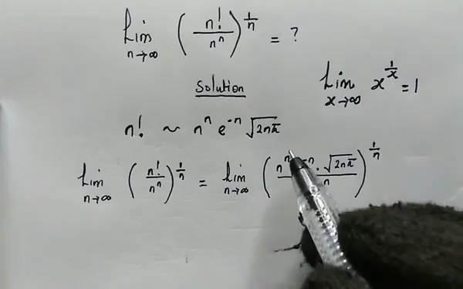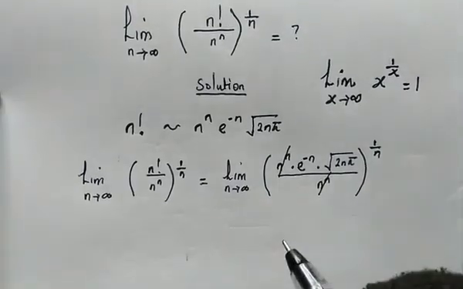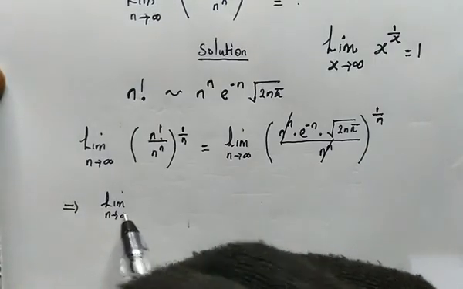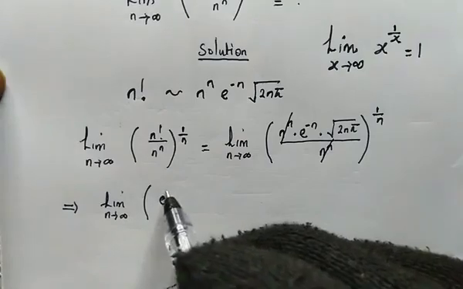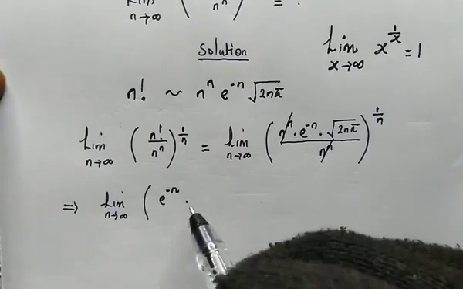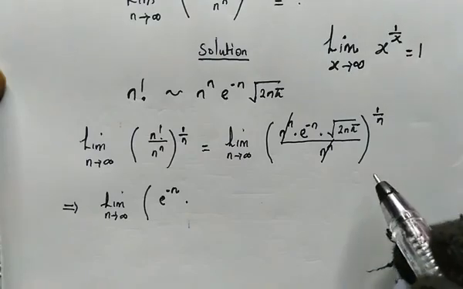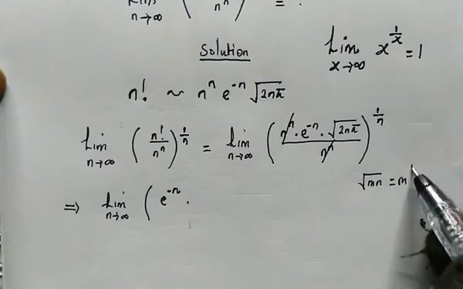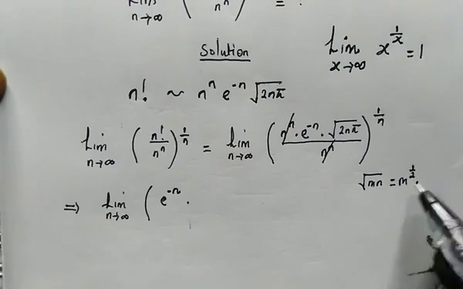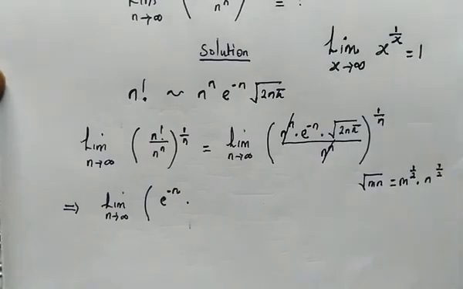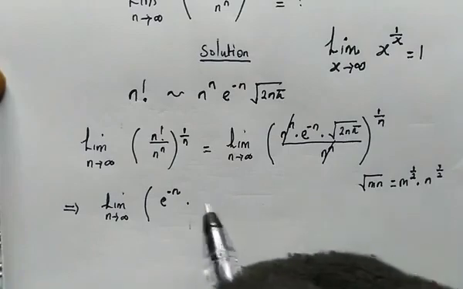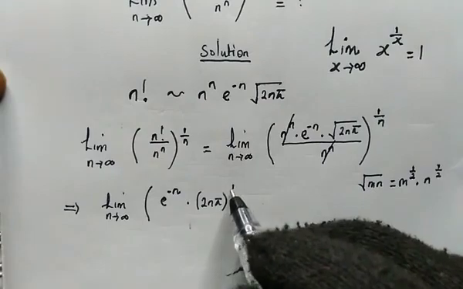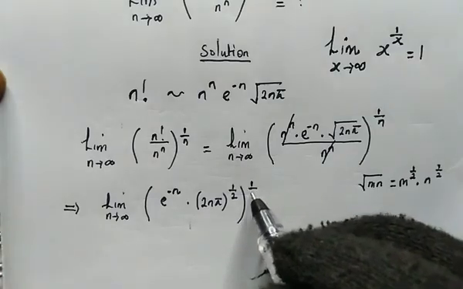Now you can see that we have some nice cancellations here. So n to the power of n and n to the power of n cancel, right? From here, we have the limit as n is approaching infinity of e to the power of negative n, multiplied by the square root of 2n pi. If we recall the property that the square root of m times n is the same as m to the power of 1 over 2 multiplied by n to the power of 1 over 2, then the square root of 2n pi, we can write as 2n pi raised to the power of 1 over 2. Then all to the power of 1 over n.